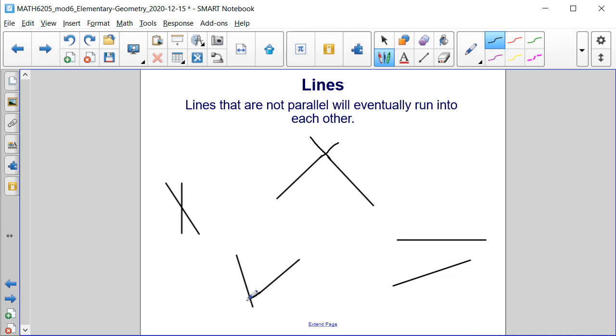Same here, if I just extend this one out, it's definitely going to intersect the other. And same over here, if we extend this out and we extend the other one out, they will eventually meet and intersect at a point.